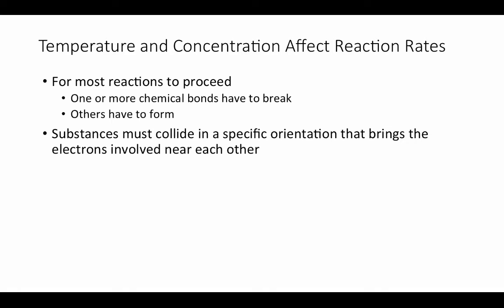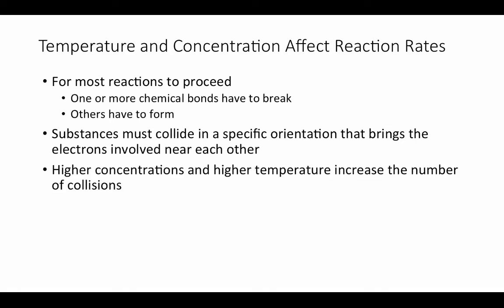They basically hit each other. So these molecules must collide in a specific orientation that's going to disrupt those bonds and bring the electrons involved nearer to each other to be able to reorganize these covalent bonds. So what's going to cause them to be more likely to collide, and collide with more energy? Higher concentrations are going to make it more likely for these things to bump into each other, and higher temperatures are going to increase the number and the kinetic energy of these collisions. Chemical reactions in general will go faster with higher concentrations of the reactants and also at higher temperature.